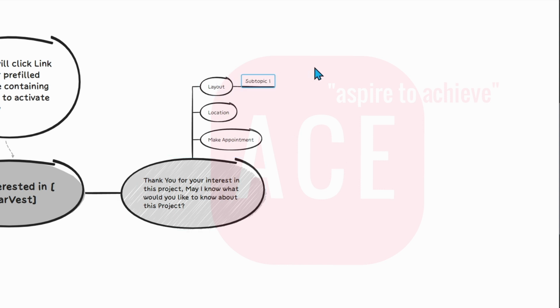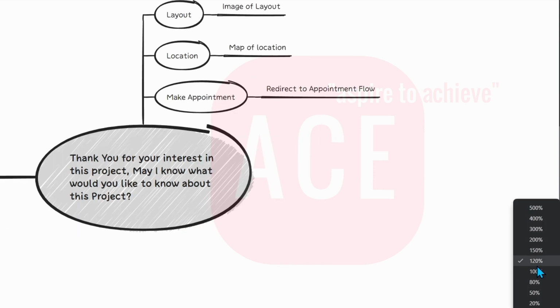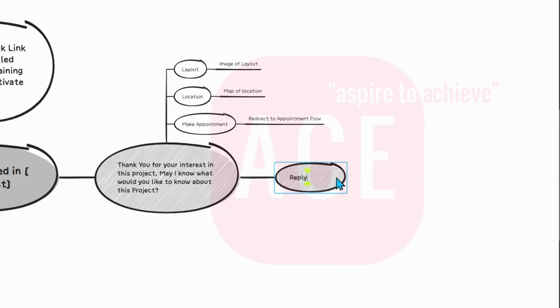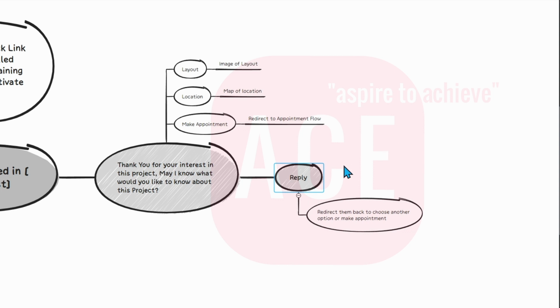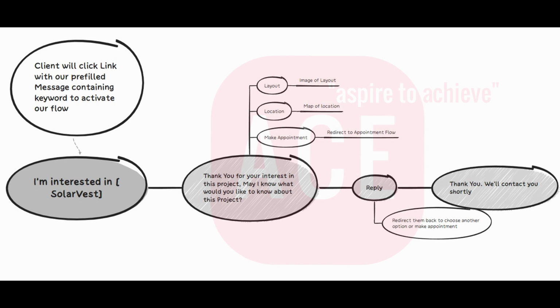For example, in our layout, we want to send an image of the actual layout to the client, and for the location, we will be sending the actual map of the location. On make appointment, we will be touching on this in the next video, as we'll be creating another flow that will connect to this flow. Next, we'll be expecting a reply from the client, which we will use to redirect them back to choose another option or to make an appointment with us. So this is the overall look of how our flow would look.